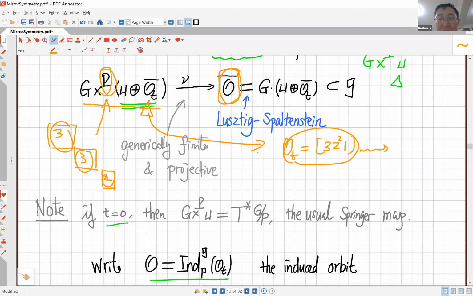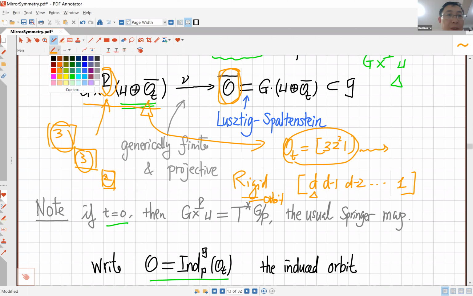And what are non-induced or rigid? Rigid means if you start with a partition and the next one is d, then you must also have d-1, d-2, and so on, down to 1. So this is rigid orbits. Rigid orbits means you should have all of these: if you have d, then d-1 and d-2 and all this should appear in the partition. And of course, there should be some exponents, some 2, 3, and so on, according to the type. So some of these are even, some of these must be odd, and so on. Okay, I see. Thank you very much.